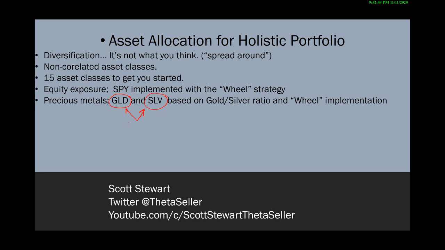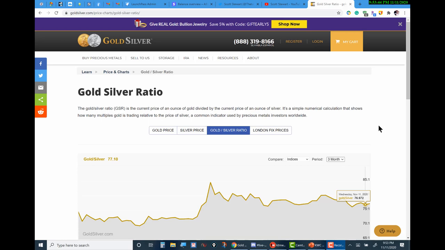It is an either or type scenario, and it is based on the gold-silver ratio, okay? What is the gold-silver ratio? Well, there's a lot of places that you can get the gold-silver ratio. In fact, they're all over the internet, but I do like goldsilver.com's website for this. I think it's done in a clean layout, a clean manner. And I'll just read right from their website.